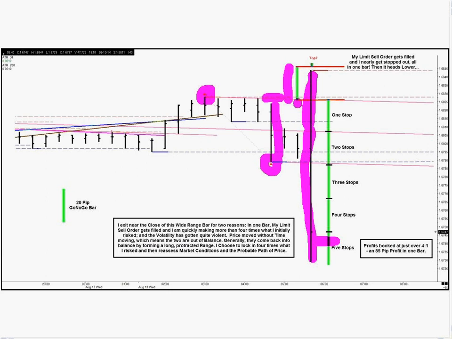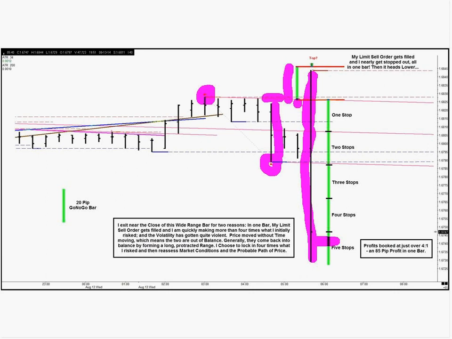Price moved without time moving. Look at price. Straight down. We haven't drifted to the right at all. So it's all price, no time. They have to be in balance. Price moved without time moving, which means the two are out of balance. Generally, they come back into balance by forming a long, protracted range, which we saw over here.